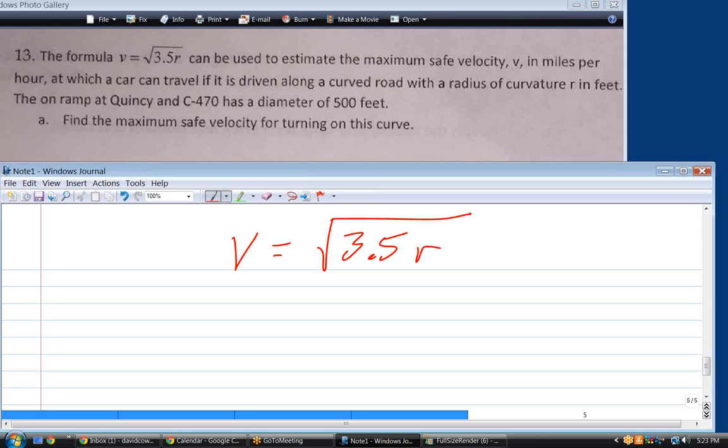Yeah. Right. You need to know radius. In other words, for me to figure out what V is, I need to know what R is. Okay. What is R here? That would be the area of... No. Read the problem. The ramp has a diameter of 500 feet. What's R? What's the radius of curvature?